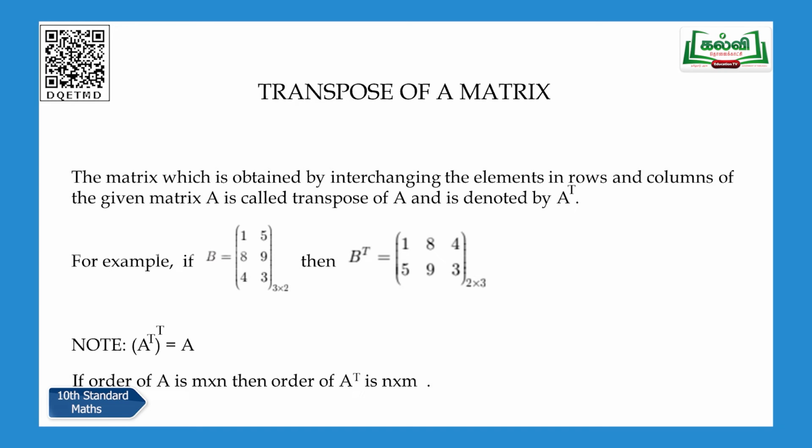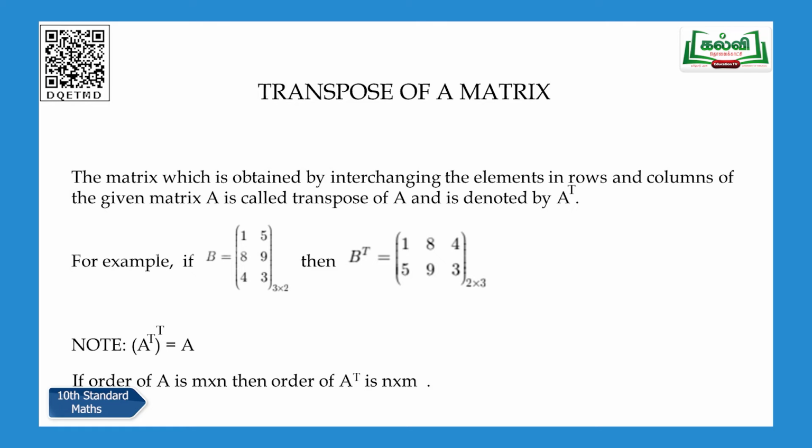Now, this is very important, the transpose of a matrix. Based on this, we have many sums in the first exercises. What do you mean by transpose of a matrix? The matrix which is obtained by interchanging the elements in rows and columns of the given matrix A is called the transpose of A, and it is denoted by A transpose. So, what do you mean by that?